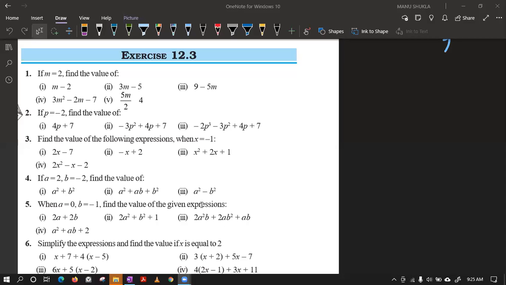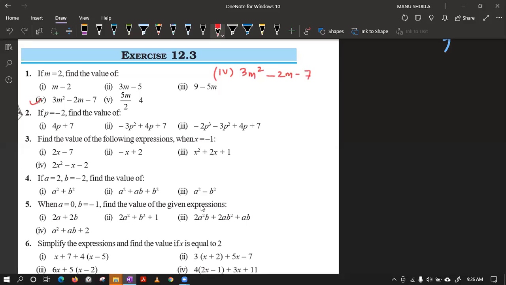Okay. Now let's start. If m is equal to 2, find the value of... Ryan, you were saying which part? I think fifth part you were saying. Let me take first the fourth part. I'm going with the fourth part first. Okay, you are saying the fifth part. Fine. In the fourth part, we have an expression 3m square minus 2m minus 7.